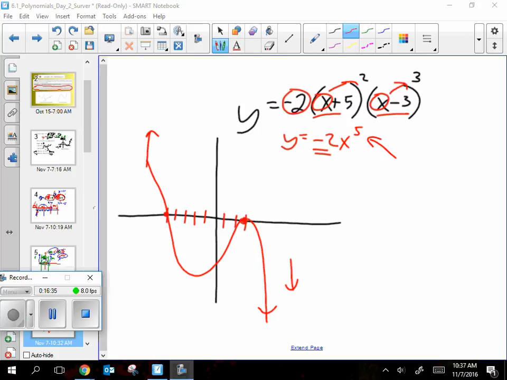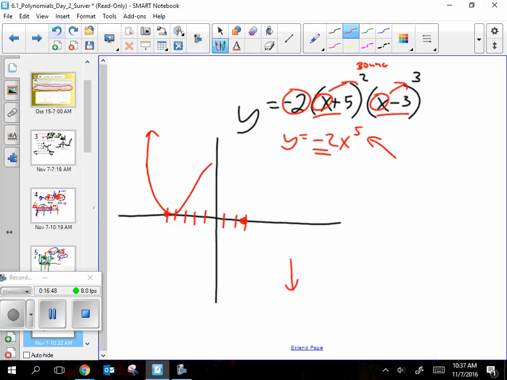Okay, let's check what we should have done. We should have bounced. The 2 is a bounce. The bounce is at -5. Bounce is here. Positive y-intercept cutting through that one. True or false? False. Not supposed to be cutting through that one.